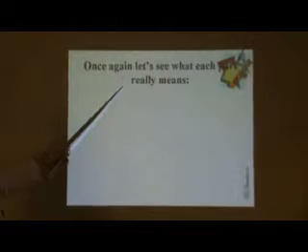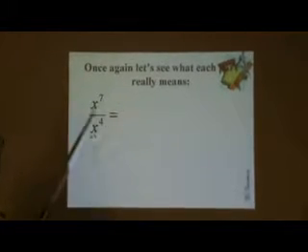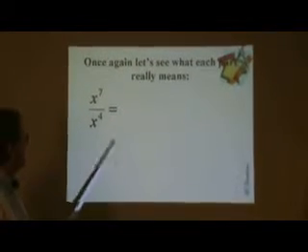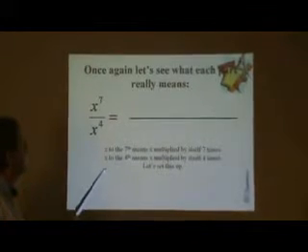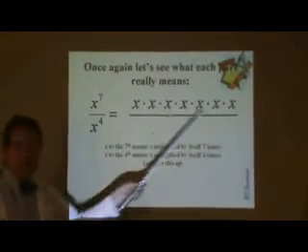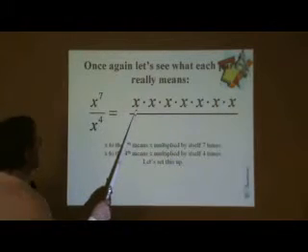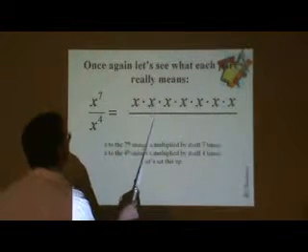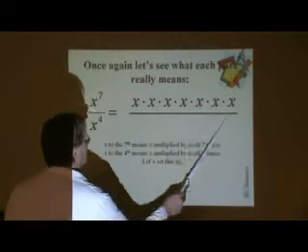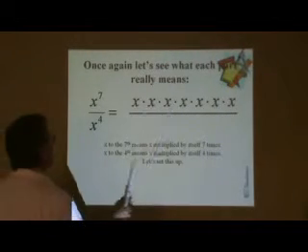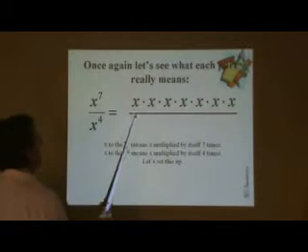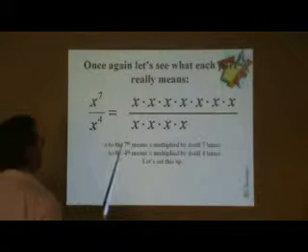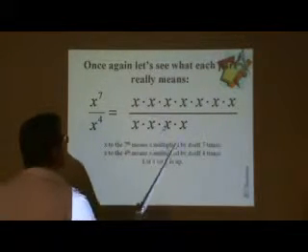Once again, we need to see what each part really means. What does x to the 7th power mean? Well, bam, that's what it means. X times itself 7 times. How many x's do I have here? x times x times x times x times x times x times x. That's 7 of them, all multiplied by each other. What does x to the 4th power mean? X times x times x times x.